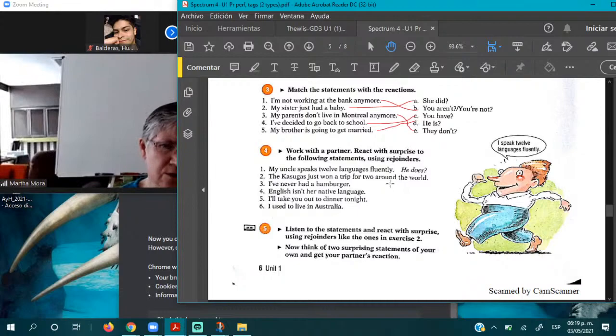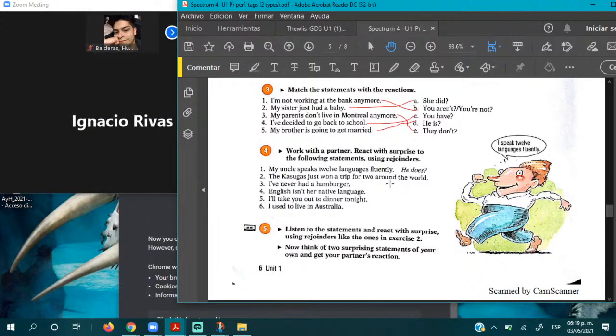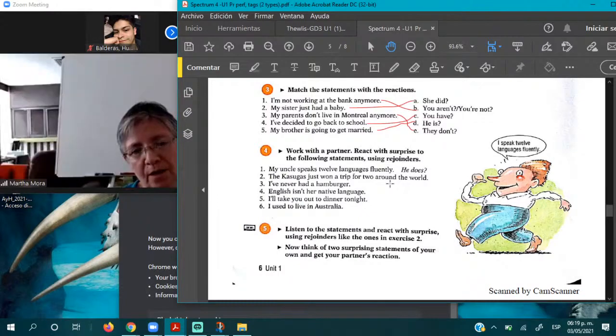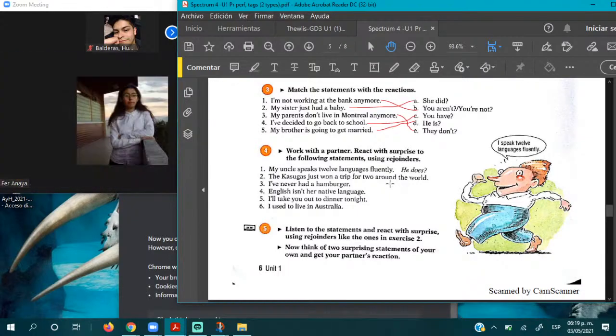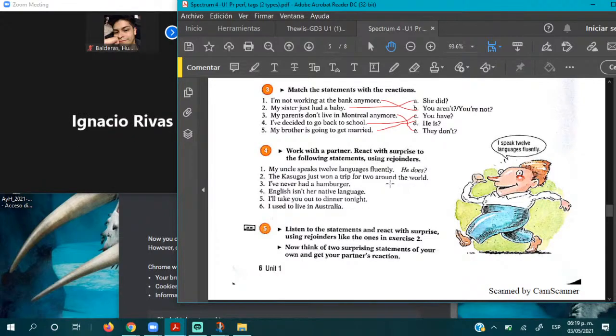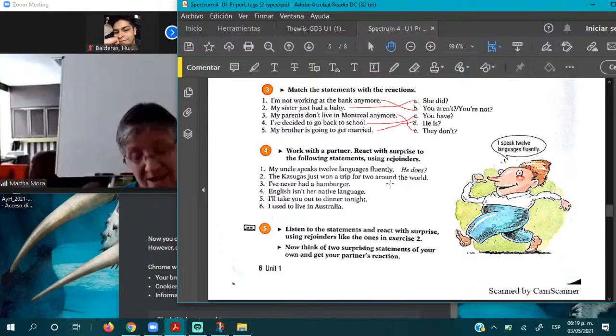In what tense was Noemi's sentence? Perfect. Can you say your sentence again, Noemi? My sister just had a baby. Oh, sorry. Don't worry. Is it perfect? Past. So? She did? She did. This is simple past.